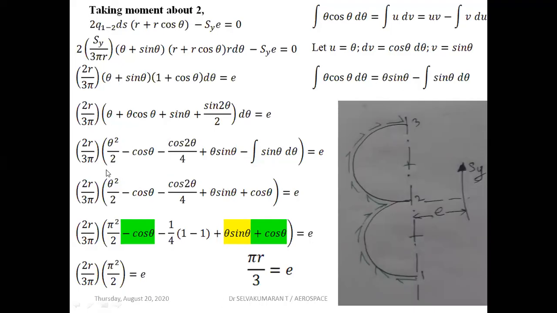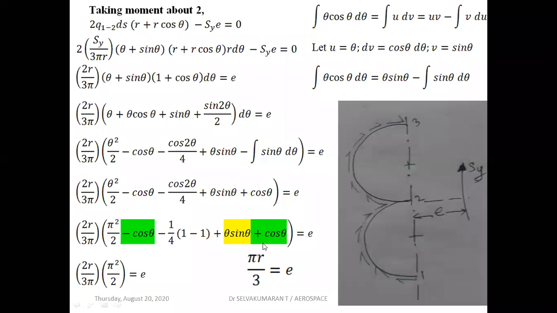Now if I integrate this, theta squared by 2. Integration of sine theta is minus cos theta. Integration of sine 2 theta by 2 is nothing but minus cos 2 theta divided by 4. Plus theta cos theta is nothing but theta sine theta minus integration of sine theta d theta. Again, if you integrate sine theta, you will get minus cos theta. So minus into minus gives plus cos theta, and plus cos theta and minus cos theta will get cancelled. It is shown in green color.